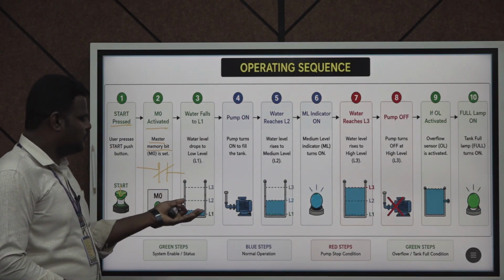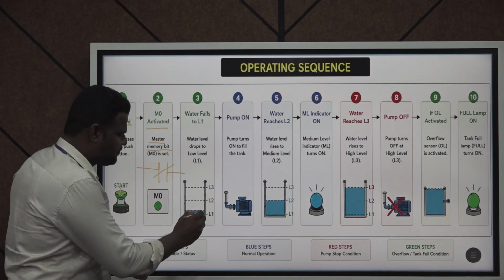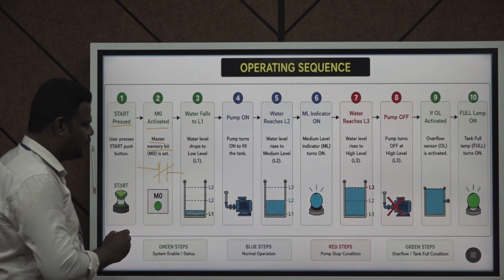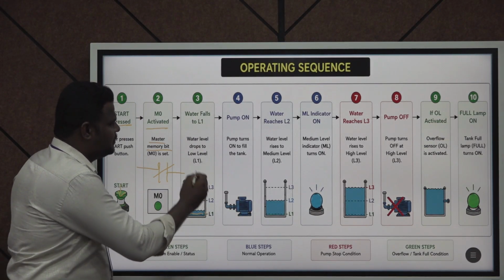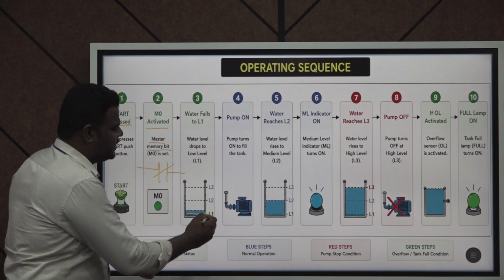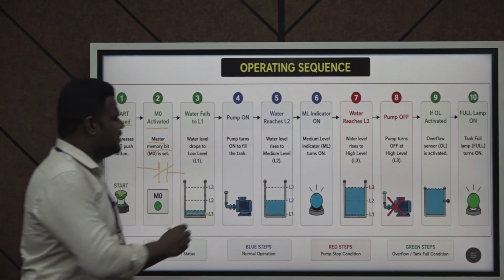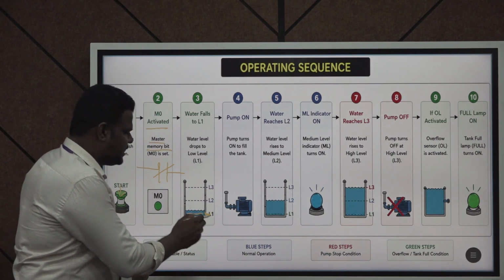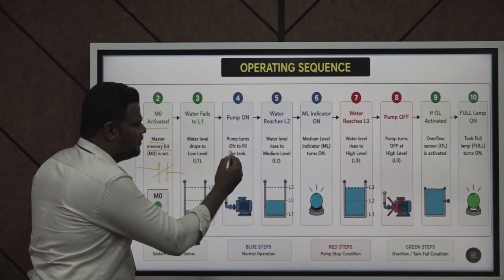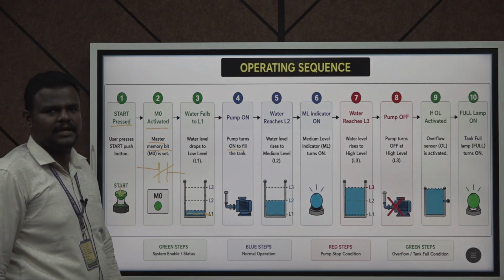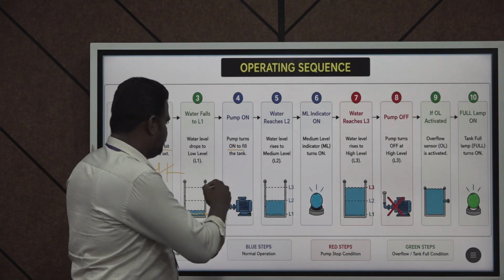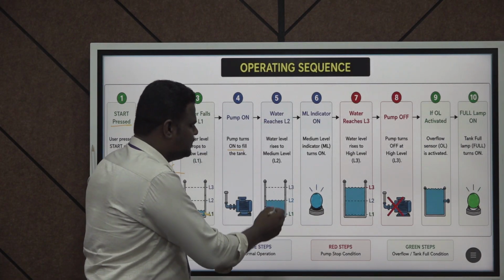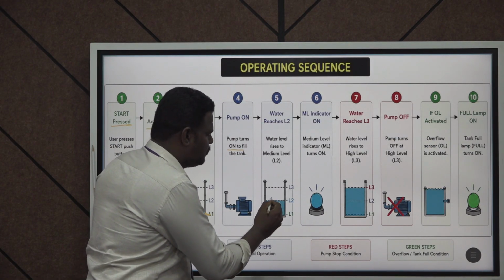Okay. So now if you are looking at this, if the level is low, level L1, the water level drops to the low level, so the L1 sensor will get detected. If the L1 sensor is detected, it turns on the pump to fill the tank. Okay. It turns on the pump to fill the tank, then water will continuously flow into the tank, then it reaches the L1 to L2 level.